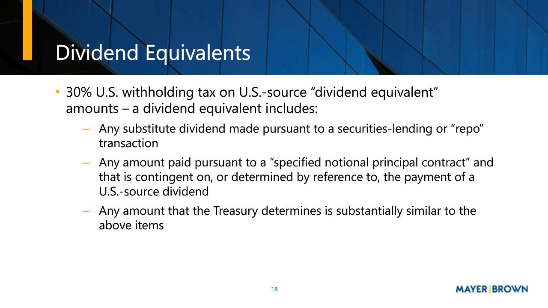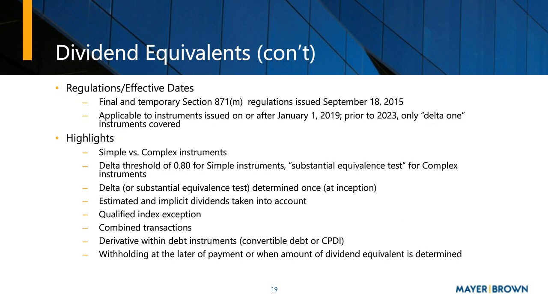Notional principal contracts, so a swap over U.S. equity where there's a U.S. source dividend being paid through. And the last category we see here is any amount that the Treasury determines is substantially similar to those items. And that's where we got some regulations that have developed over the years that tell us what they think is substantially similar. So the regulations, they first came out, they've been around for 5 years-ish, the final regulations.